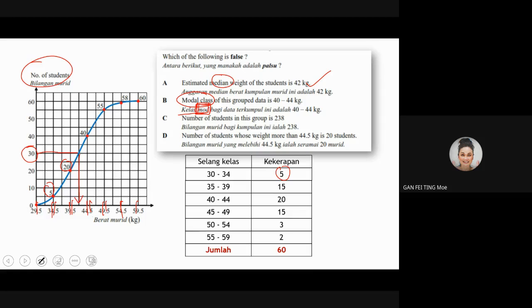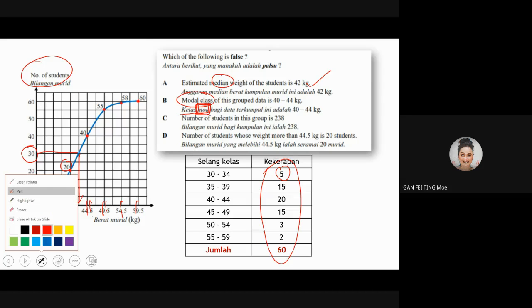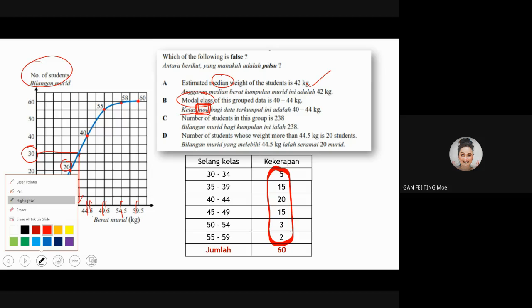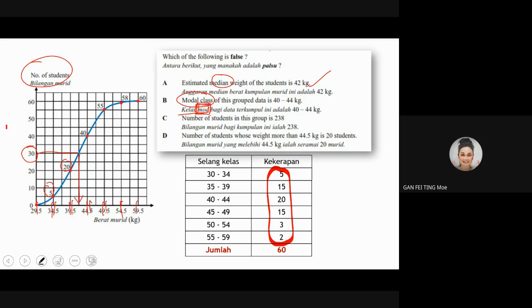Now you go for the modal class. What is modal class? The class with the highest frequency. So in this data, not including 60, in the part that I circle, which value is the highest or the biggest? In the red circle, which is the highest? Yes, 20 is the highest frequency. So this is your modal class. So you check the answer. Is it the same? It's the same, so this is also true. Then A and B are not our answer.